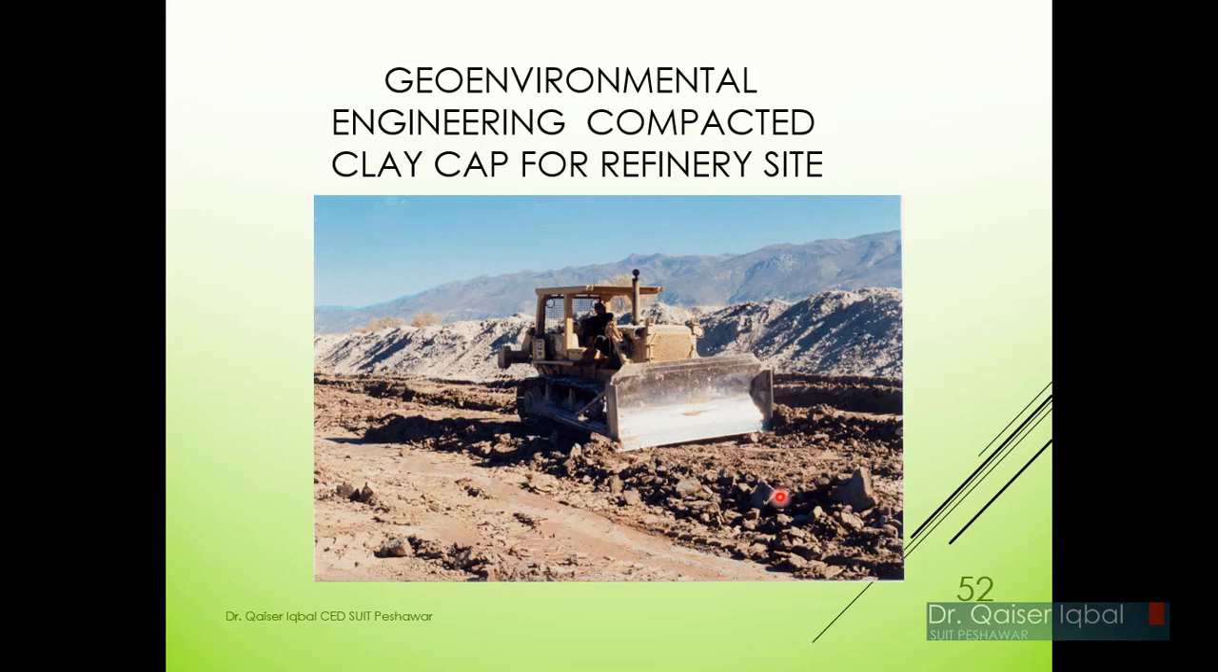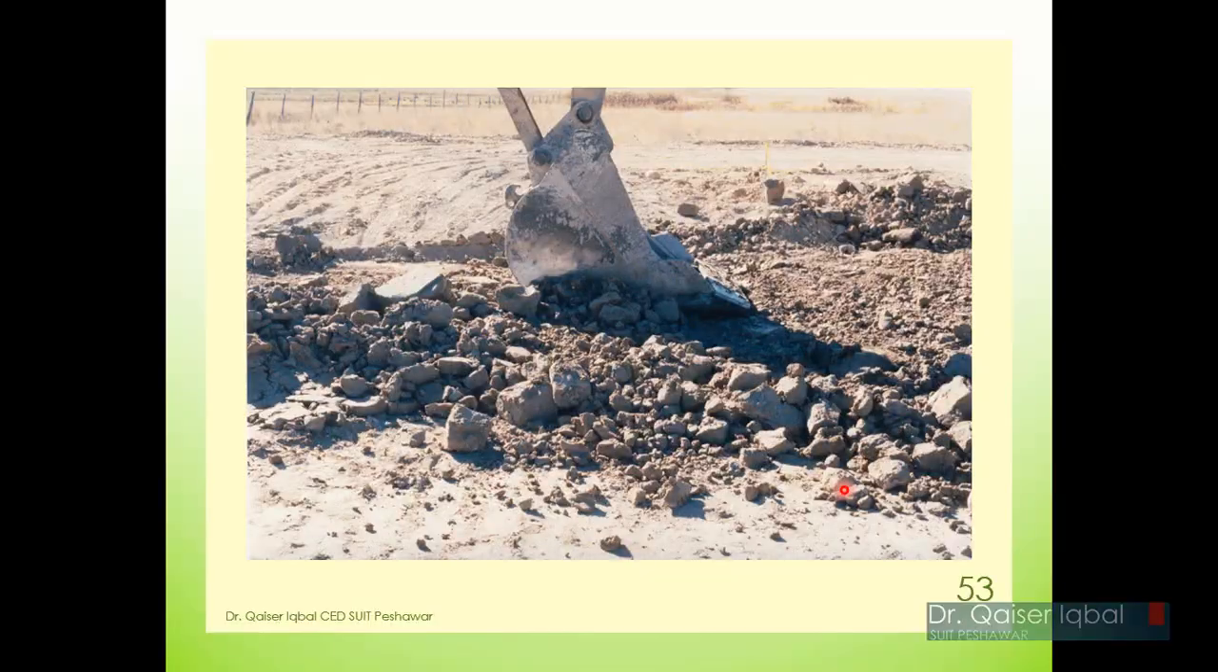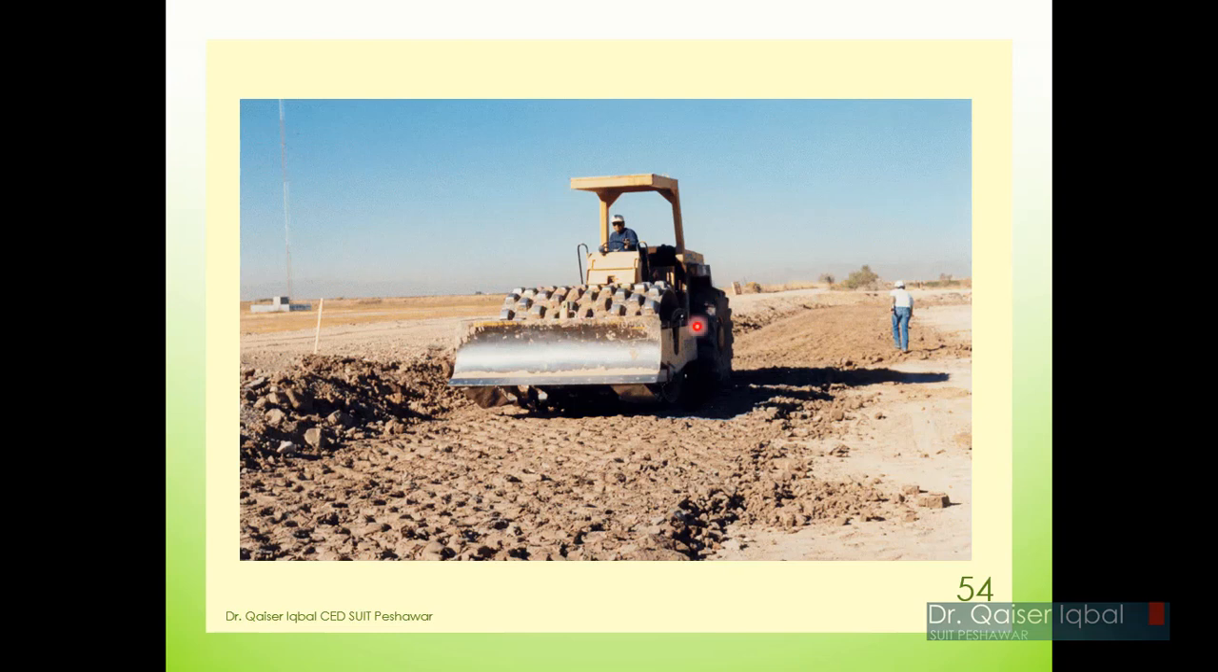A clay cap is a clay soil simply laid on the ground, because clay has less permeability. So if any chemical comes into contact, it will not easily seep through this clay into the ground. So the clay cap is being constructed over here. Clay is being brought and leveled, you can see, and then it is broken into pieces, which you can see, and then a sheep foot roller is used to compact it, okay. Once it is compacted, then after that we can actually construct a building on it, okay.